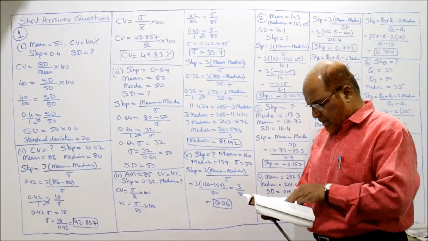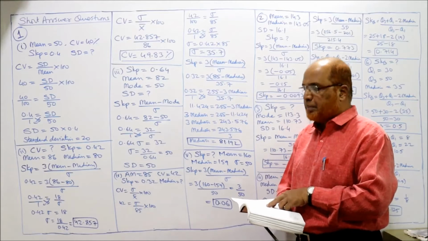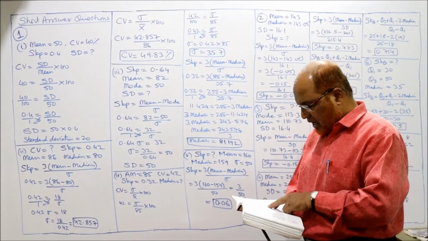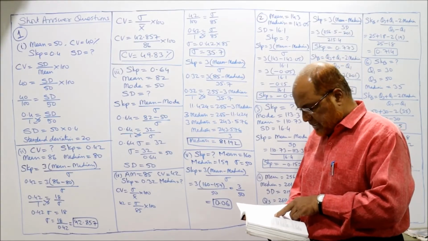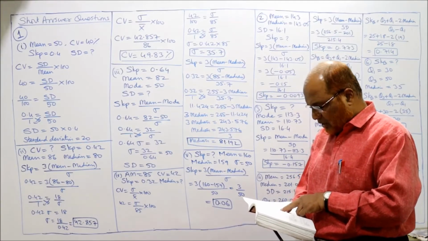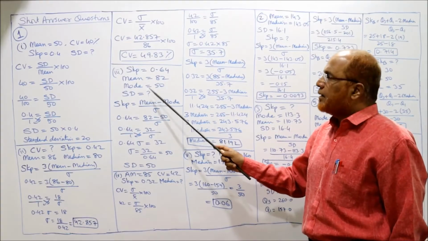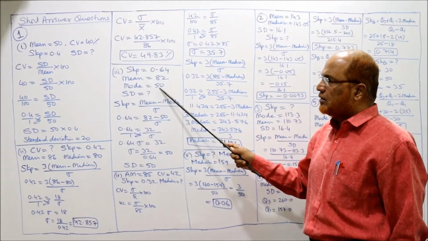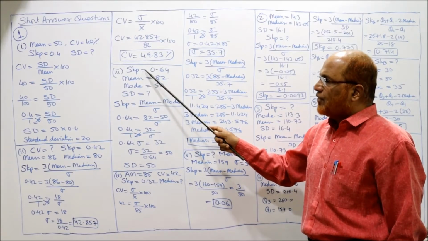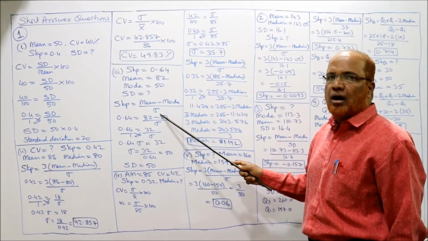Third bit. Karl Pearson's coefficient of skewness is 0.64. SKP is 0.64. Mean and mode are 82 and 50. Mean is 82, mode is 50. Find out standard deviation. Sigma we have to find out. So SKP 0.64, mean 82, mode 50. By using this SKP formula, mean minus mode by sigma, we can find out the standard deviation.